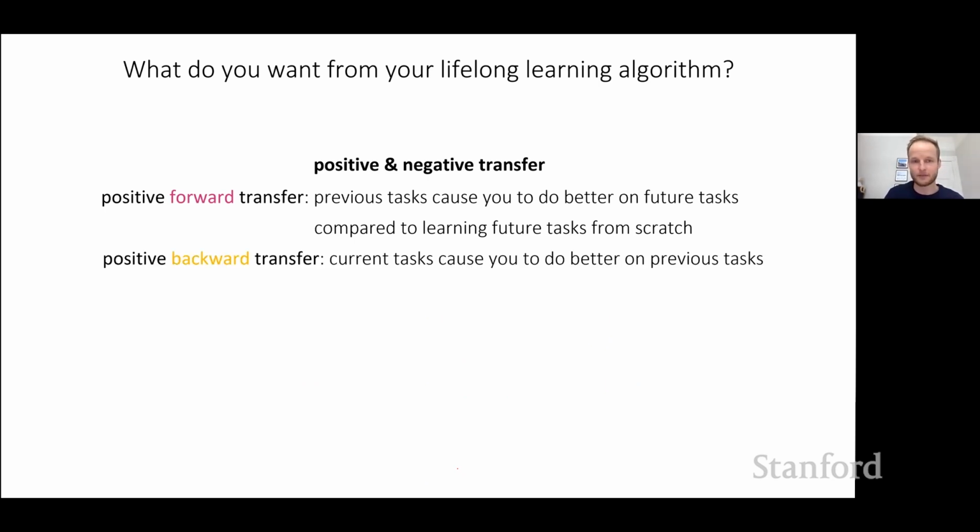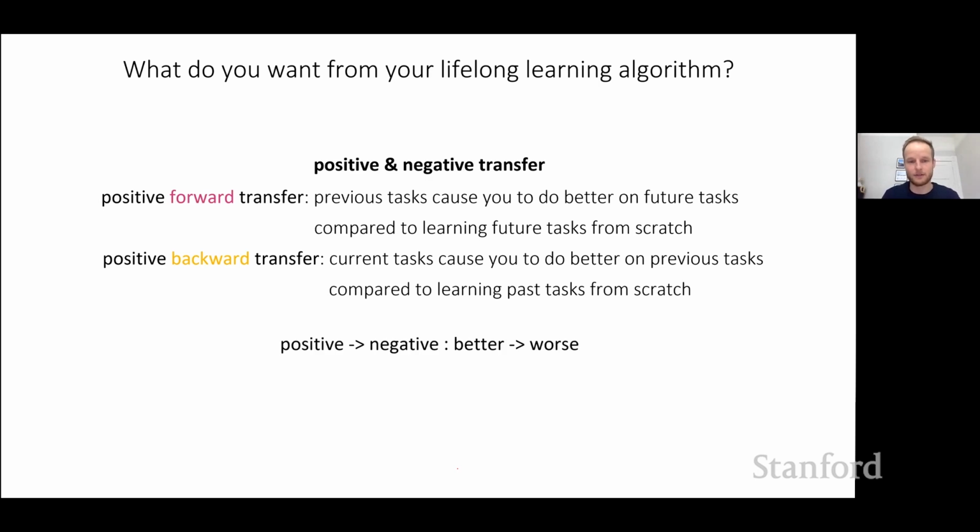And then we have positive backward transfer, which means that current tasks cause you to do better on previous tasks compared to learning past tasks from scratch. And then if you want to think about them as negative transfer, you would just need to change the positive word to negative. And if you swap better with worse, you would get the definitions of negative transfer. So this is actually measurable, and this is often what people use in their papers.